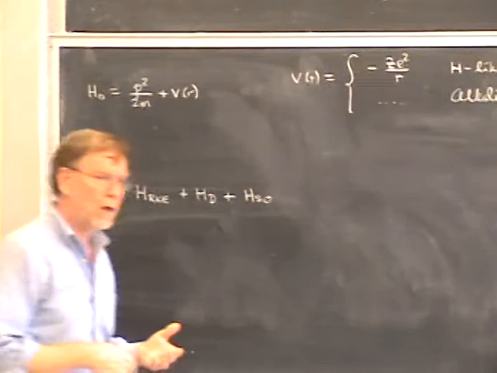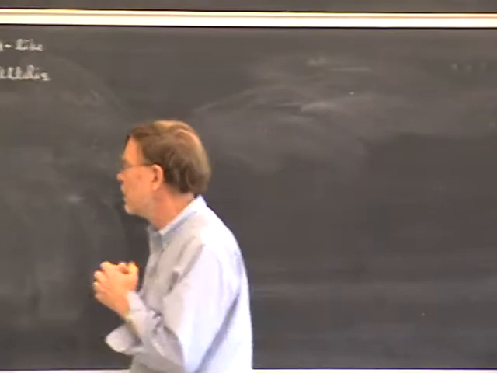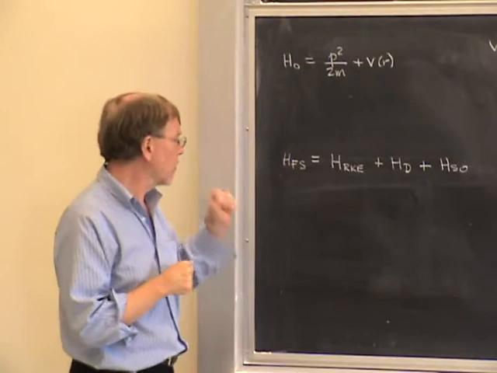In effect, it becomes like a permanent electric dipole moment, and the energy in the field becomes minus D dot E, where D is the permanent electric dipole moment. All right. Okay, so to go back to fine structure, then, there are three fine structure terms: relativistic kinetic energy, the Darwin term, and the spin orbit term.